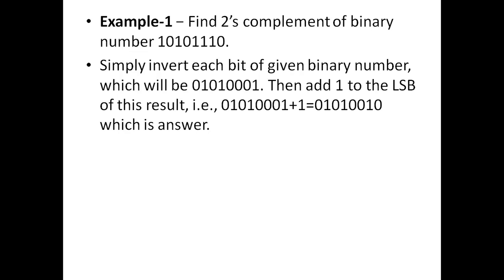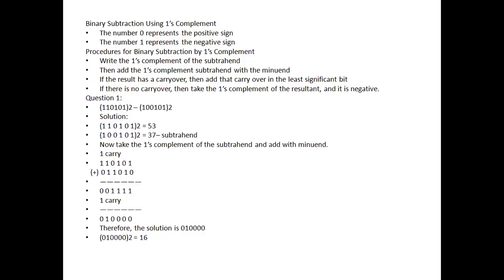The one's complement value is 0 1 0 1 0 0 0 1, plus 1. So finally we got 0 1 0 1 0 0 1. This is the answer for the given binary number.